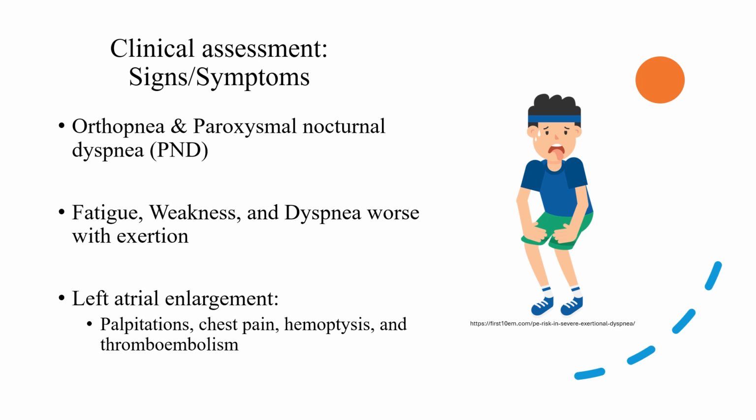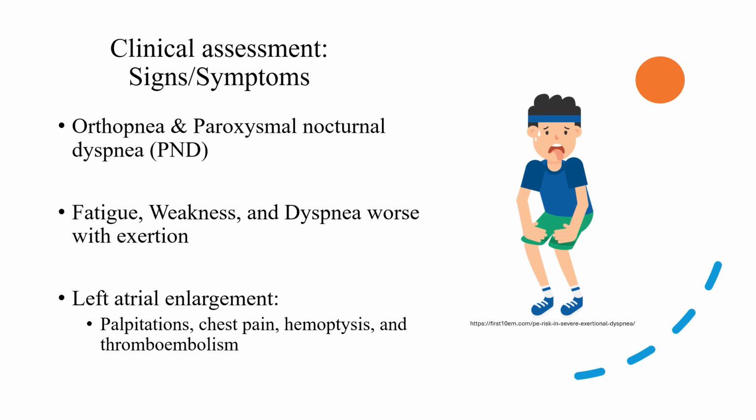If your patient presents with orthopnea, PND, fatigue, weakness, and shortness of breath with exertion, you should put mitral stenosis on your differentials. The normal mitral valve orifice is 4 to 6 centimeters squared. Mitral valve areas less than 2 centimeters squared cause a barrier to the blood flow from the left atrium to the left ventricle, and this can cause complications like left atrial enlargement. In this case, your patient may present with palpitations, chest pain, hemoptysis, and thromboembolism.